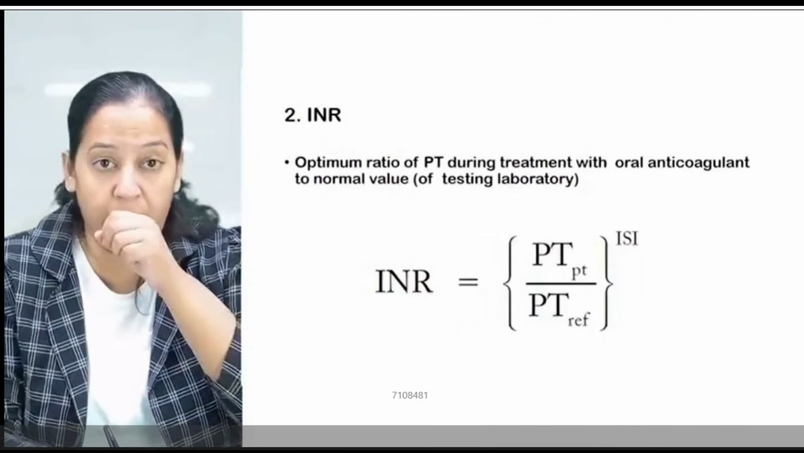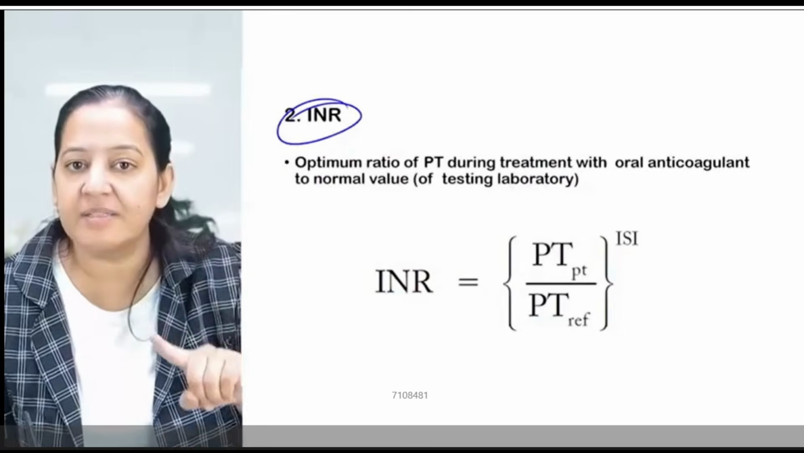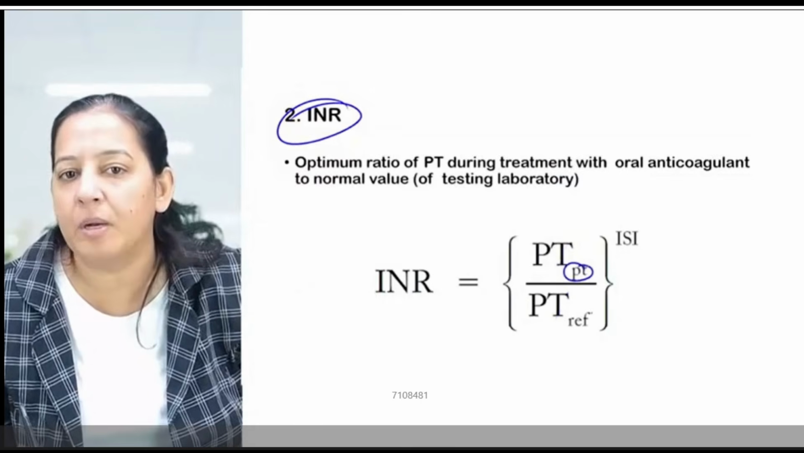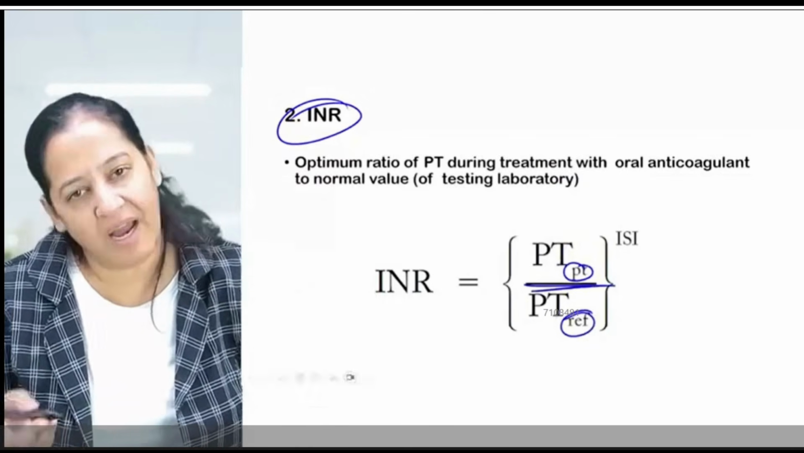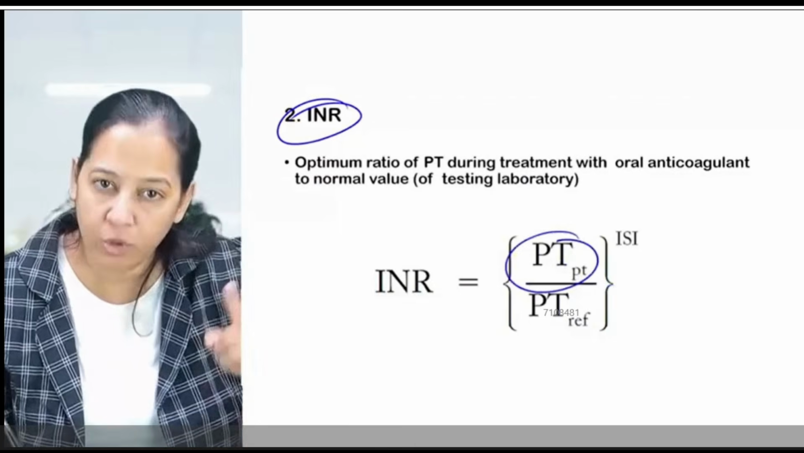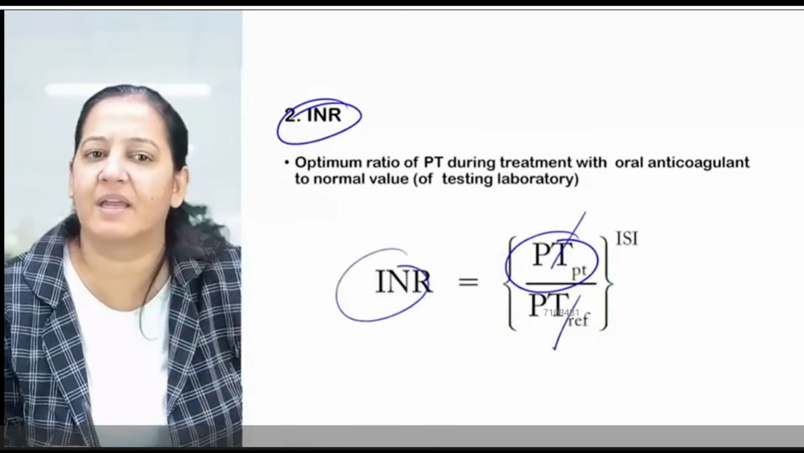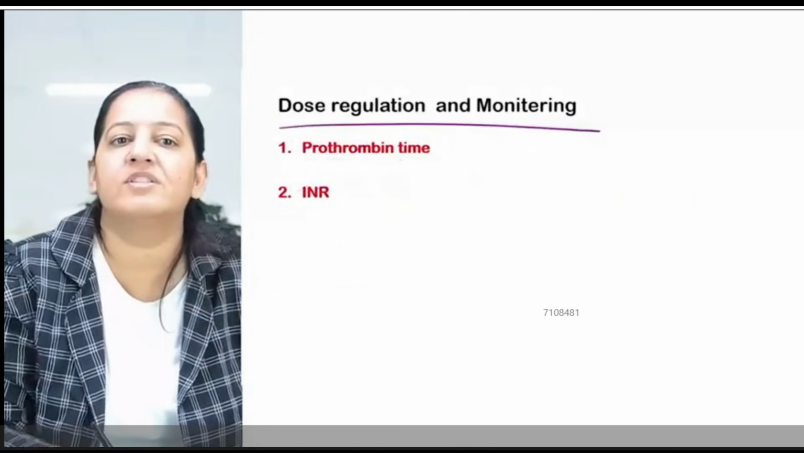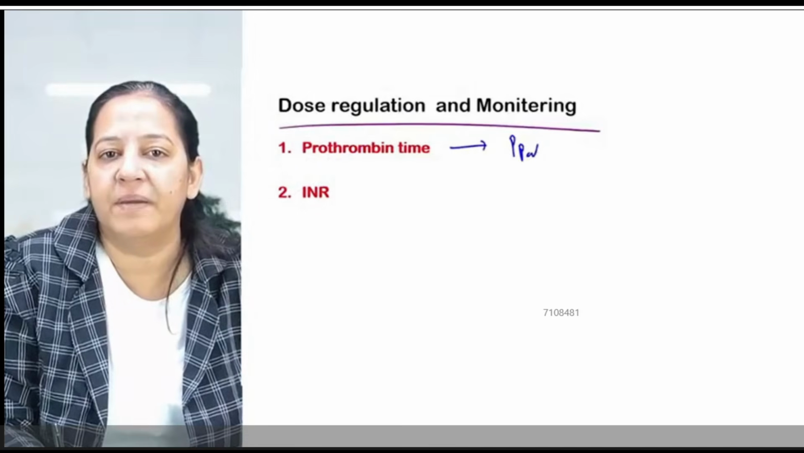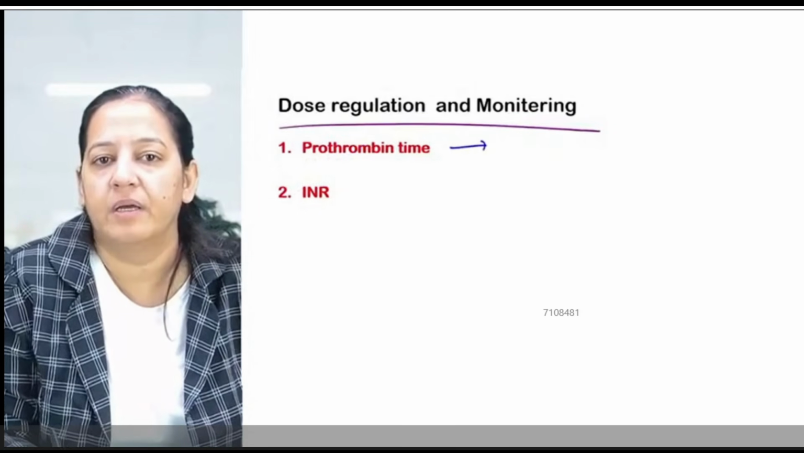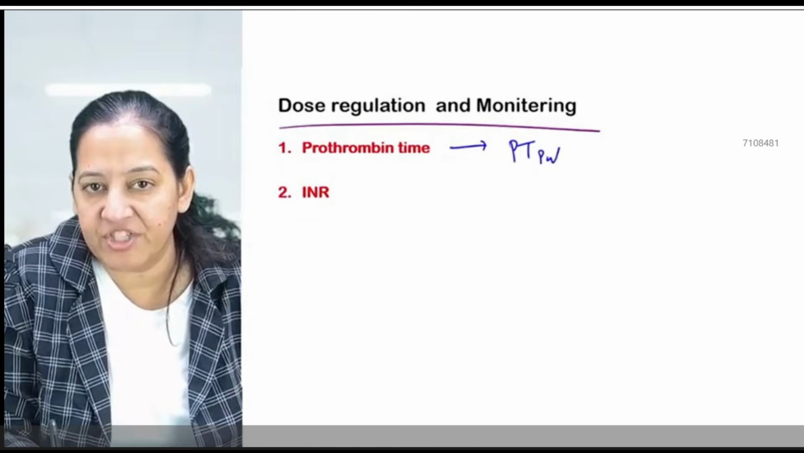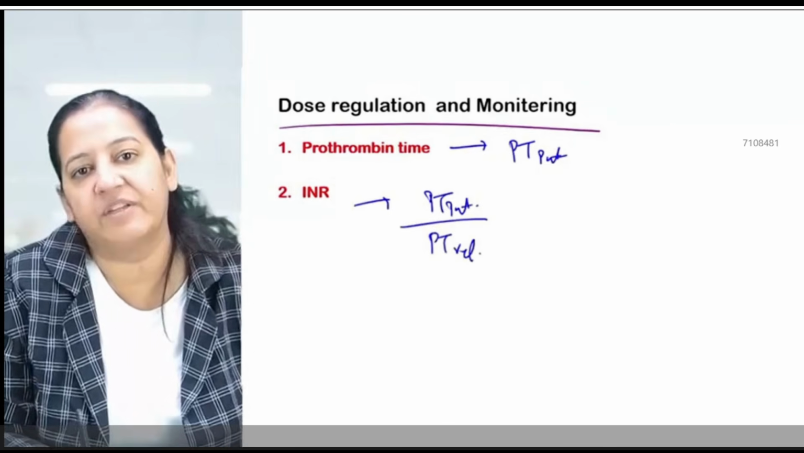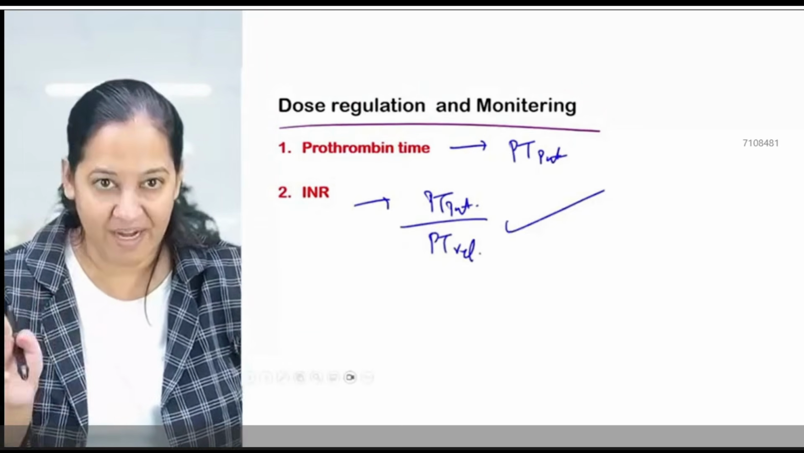And second, we take the INR. What is INR? INR is the ratio of PT of patient and PT of reference. Okay, PT of patient upon PT of reference. This ratio is INR. Either you just measure PT of the patient or you do the ratio of patient with the reference. It is INR. So better than measuring alone PT, you do the ratio. Here you are just measuring PT of the patient. Here, along with measuring PT of the patient, you are comparing it with PT of the reference. This is INR. So this is better for dose monitoring.